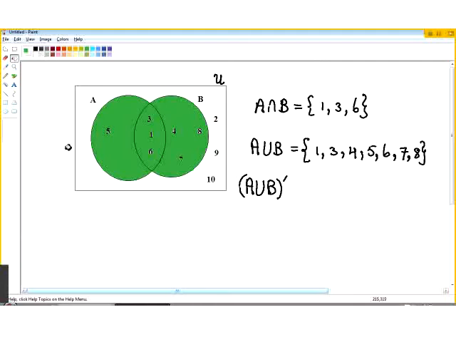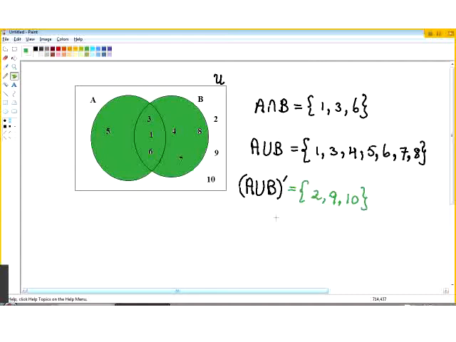We have the elements 2, 9, and 10. So my answer for this is going to be 2, 9, and 10. Alright. So that represents my A union B prime, or A union B complement.